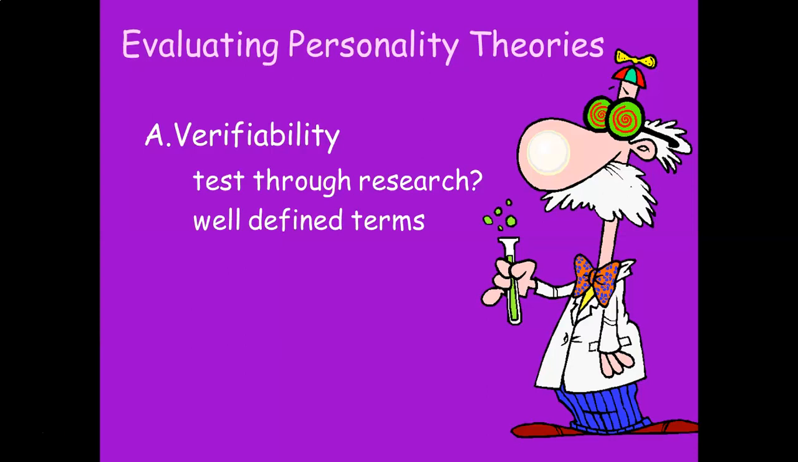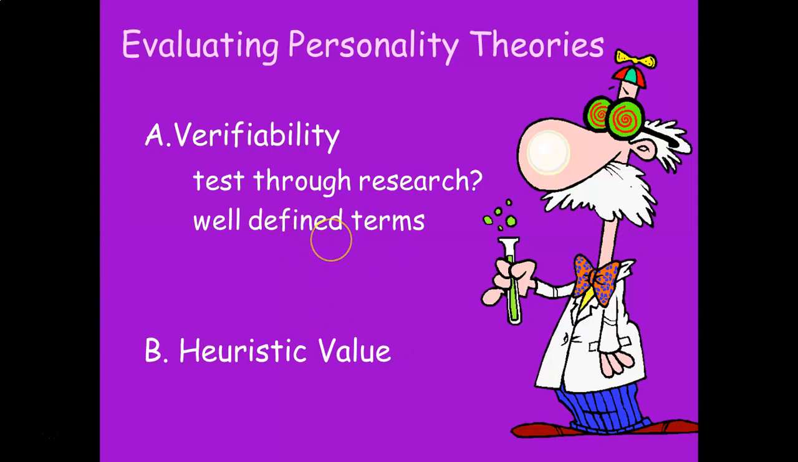On the other hand, with something like behaviorism, positive reinforcement and negative reinforcement, it's pretty easy to measure. When we give an animal or a person a reward and it repeats a behavior, then you know that they've been positively reinforced. So behaviorism is pretty easy to verify through research. And since, as we talked about, psychology is a science, rooted in the scientific method, this is probably one of the most critical ways to evaluate a theory.